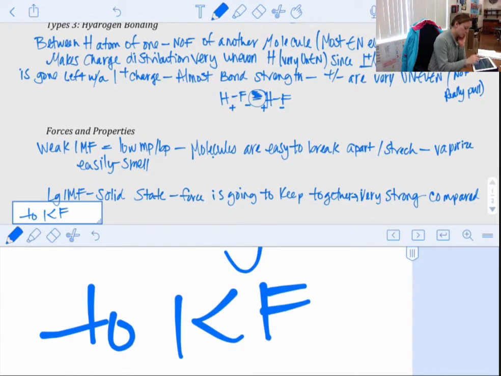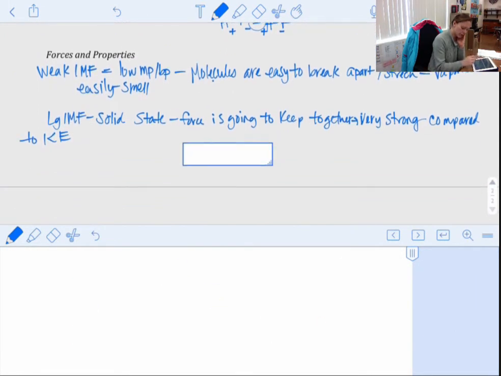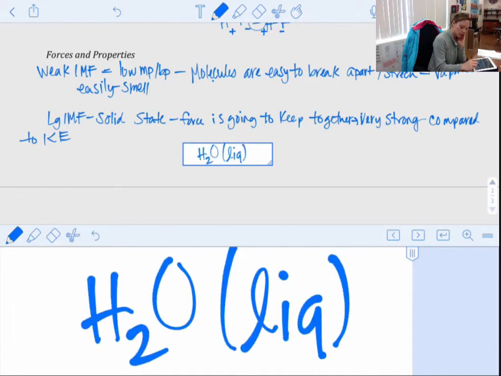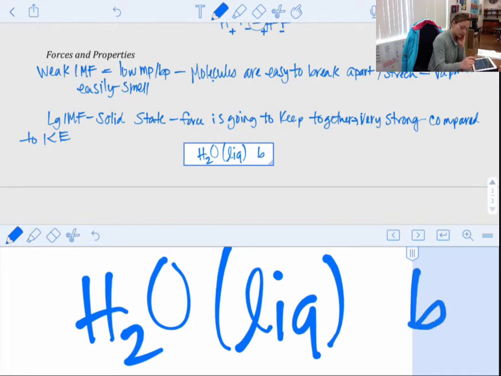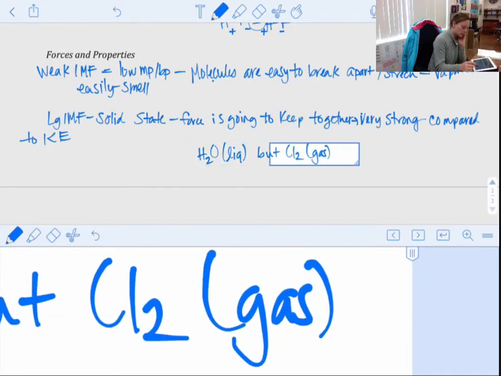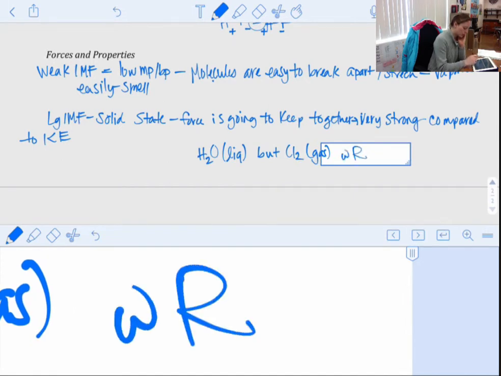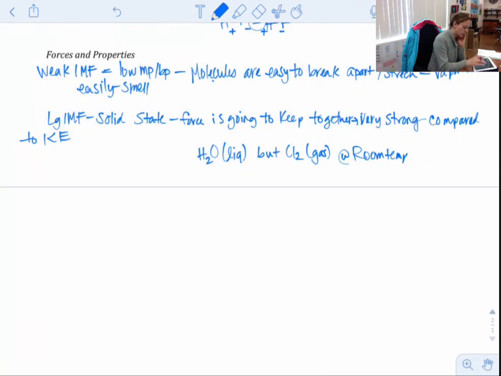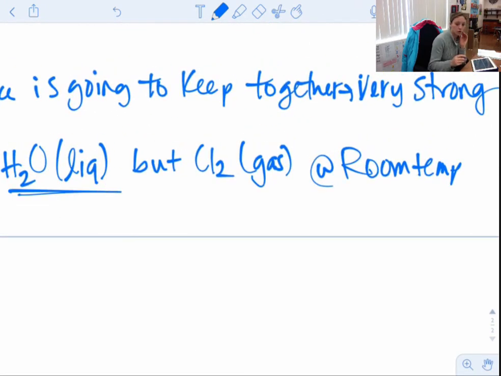So for example, and this is the last thing, water is a liquid, but chlorine, Cl2, is a gas. But they're both at room temp. So what makes one a liquid and the other a gas? Well, water has much stronger forces that keep it together as a liquid. Chlorine has very weak nonpolar forces, so it's dispersion, which makes them easily break and become a gas.